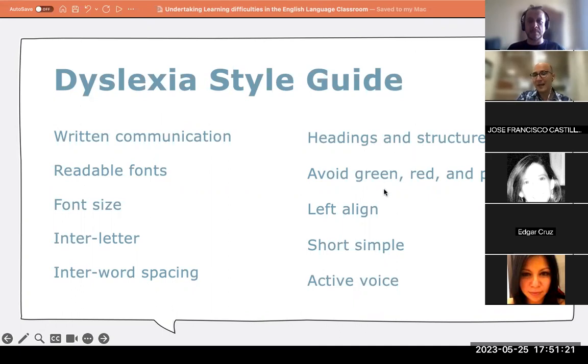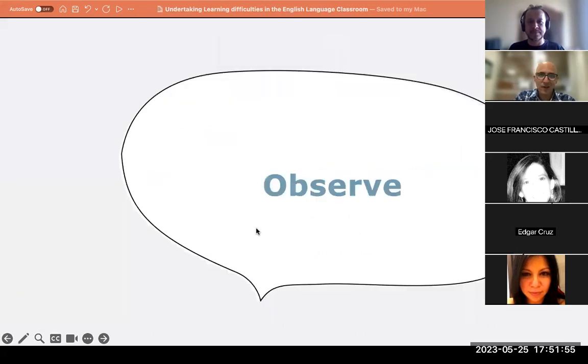You know, and many of them ask you to avoid greens, reds, and pinks in your presentations, in your assignments, things that you give to your learners, okay? They ask you to left align because then they know exactly that this line, what I'm reading right now, starts here and ends here, okay? It asks you to keep your communication short and simple and to try to write in the active voice, amongst many other things, okay? So number one, let's take a look at the dyslexia style guide.